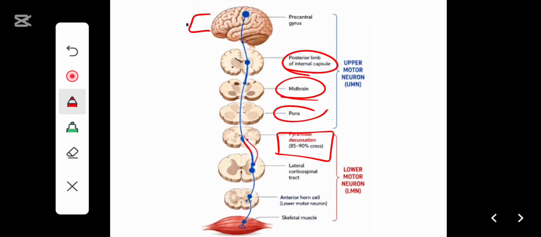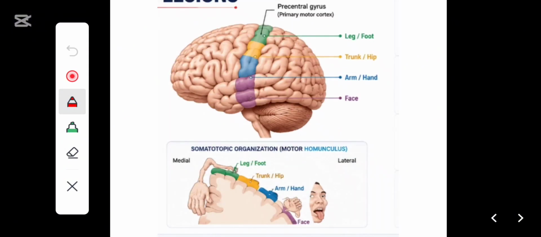So we start with the cortex, and then we go to the internal capsule, the midbrain, the pons, the medulla, and then finally we're going to reach the spinal cord. So stick around for each of these segments. When we start with the cortex, we're going to understand that the precentral gyrus, which is the motor division of the cortex, is going to be divided into these regions.